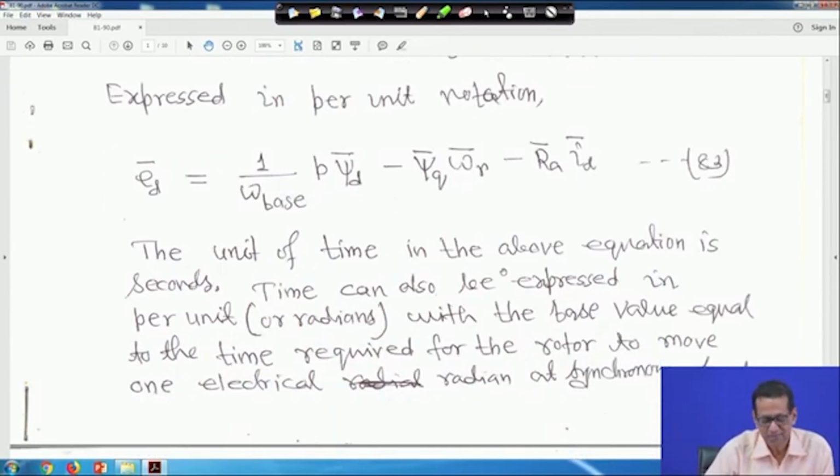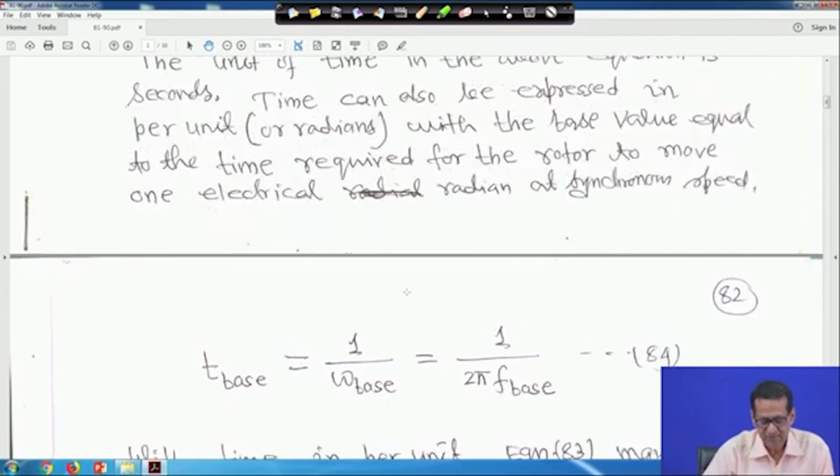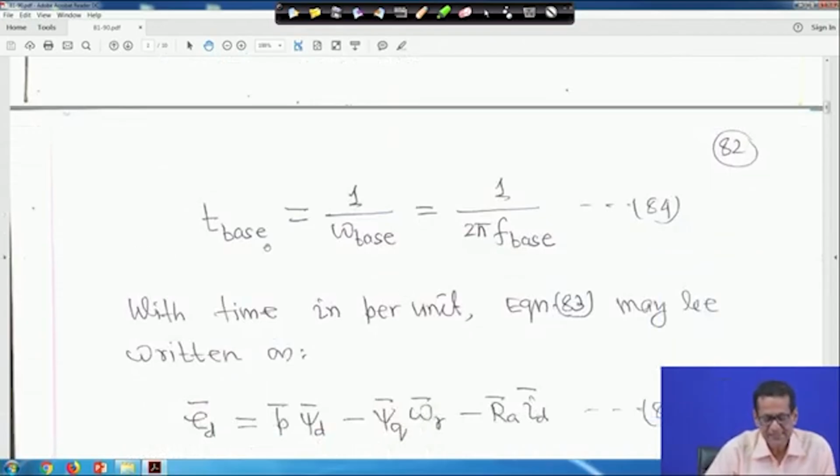The unit of time in the above equation is second. In the literature we generally use time in seconds, but if you want, time can also be represented in per unit. Time can be expressed in per unit with the base value equal to the time required for the rotor to move 1 electrical radian at synchronous speed. So T base is 1 upon omega base, because omega is radian per second and radian is a dimensionless quantity. So T base is 1 upon omega base, which is nothing but a second, that is 1 upon 2 pi f base.